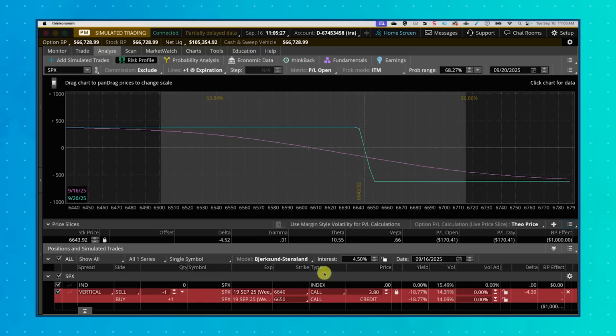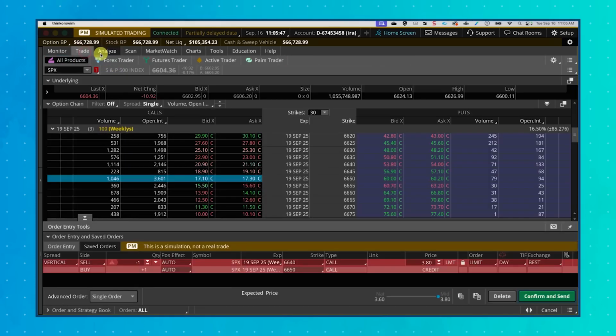Alrighty, now this is going to be our bearish trade. This is if we believe the market would go down from the Fed announcement tomorrow. Now let's say we want to do the opposite. We believe the market is going to go up tomorrow. So we're going to go back to that trade tab, pull up the option chain, and go to the put side.